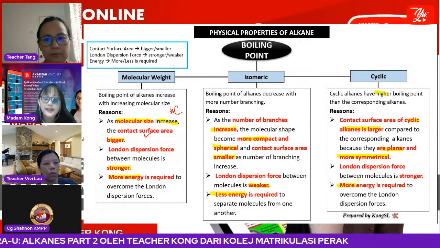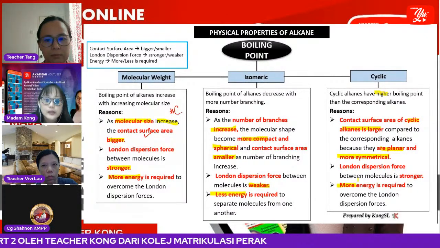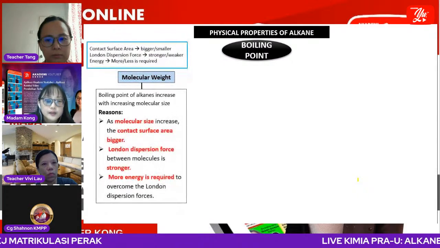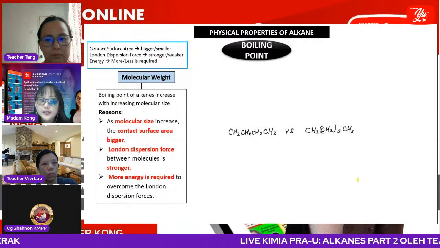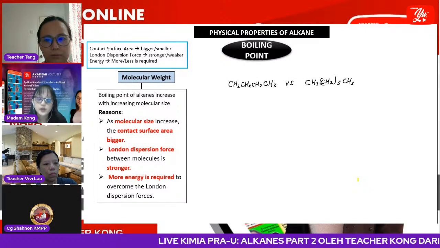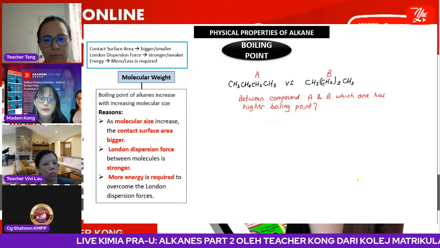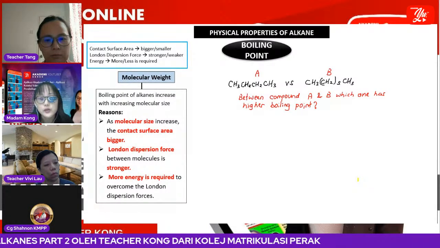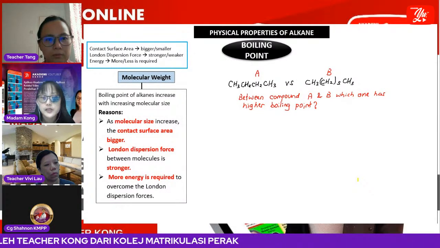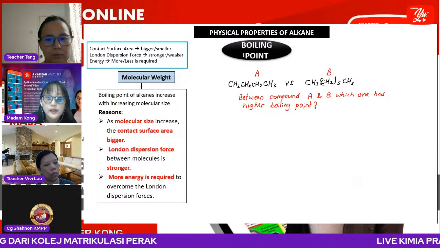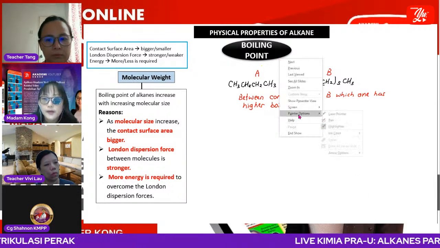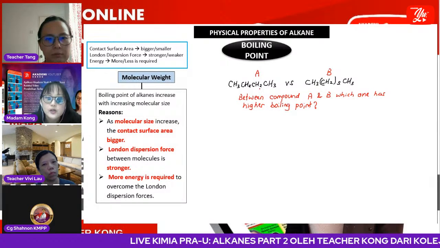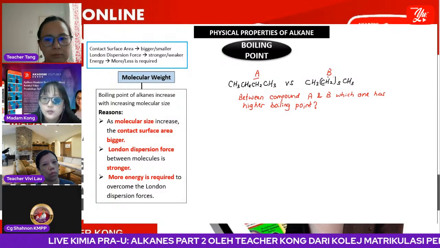So now let's look at the example. Look at the first one. We look at the first factor, molecular weight. This is the point that I explained just now. Between these two compounds, I make it A and B. If you don't want to keep on repeating the CH3, CH2, CH2, CH3, you can assume this compound is A, another compound is B. But you have to define it first. You have to write it out clearly first. So here, this is A, this one is B.